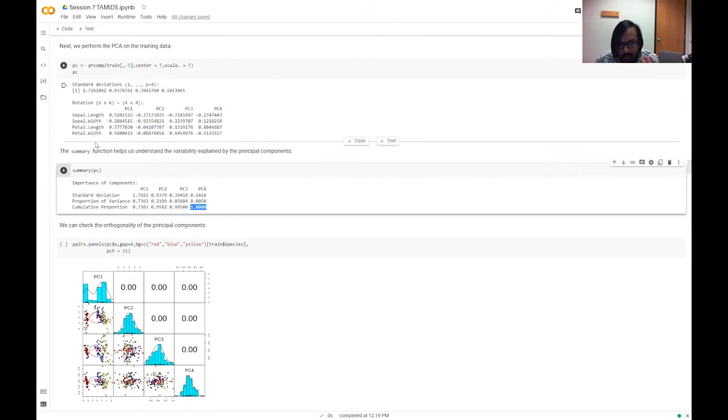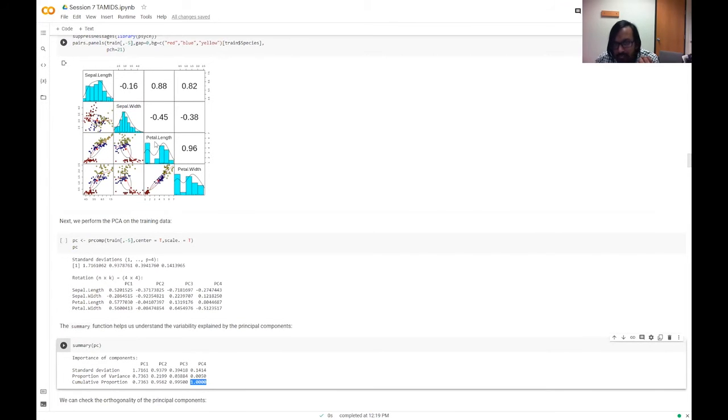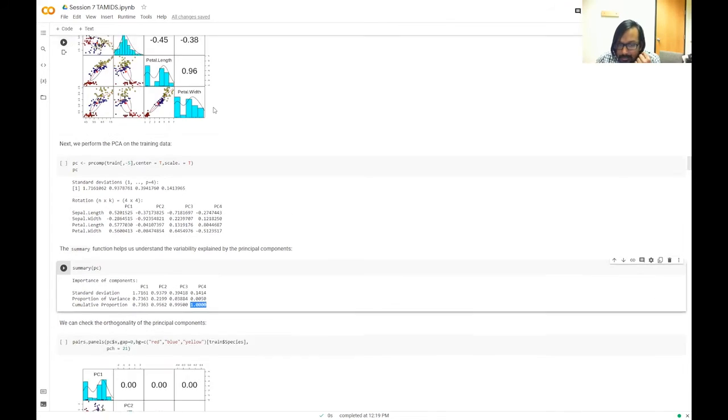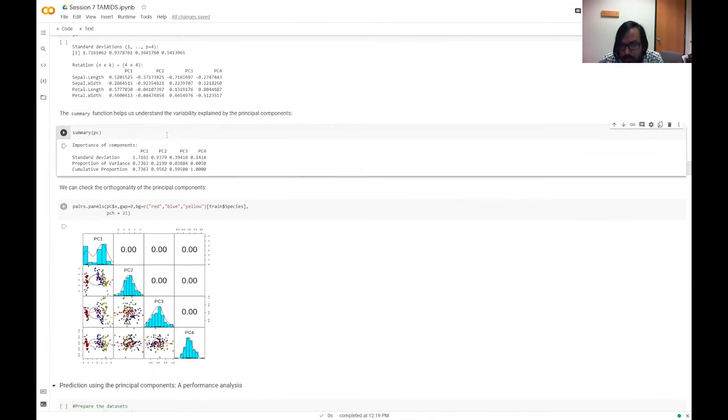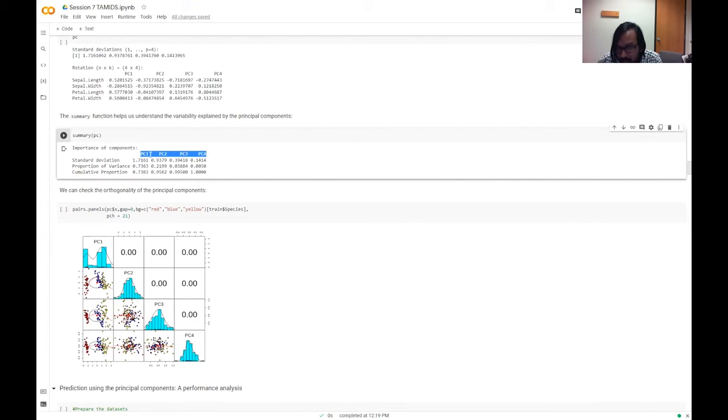We saw that the original variables were quite correlated, right? We saw that they have some patterns in the scatter plot. But if we look at the principal components and their correlations, they're all uncorrelated. That means they all have separate individual information, so each one of them has its own contribution. Also, these components are arranged in such a way that the first principal component captures the most information, followed by PC2, followed by PC3, and so on.